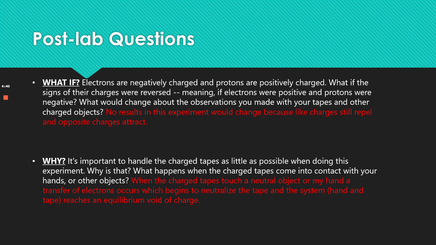Why is it important to limit contact with charged tapes, and how can touching them affect the experiment? When my hand or another neutral object touches the charged tape, there is an exchange of electrons that eventually leads to a neutral equilibrium. If the two tapes become neutral, the repulsion between them would not be strong, and the distance needed to complete this lab would be non-existent.